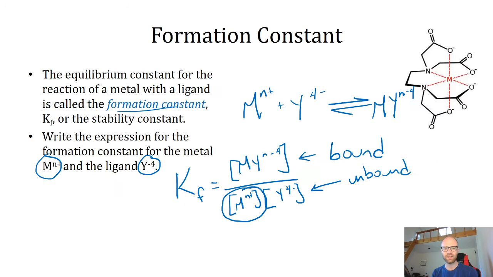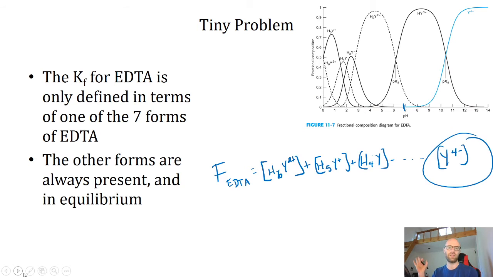So if we're talking about establishing an equilibrium, and this equilibrium gets stressed, and this amount of Y4 minus changes in any way, that's going to double back and change everything here, which is really not so much a tiny problem as it is a humongous problem.